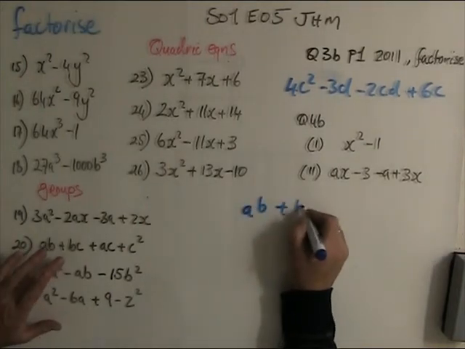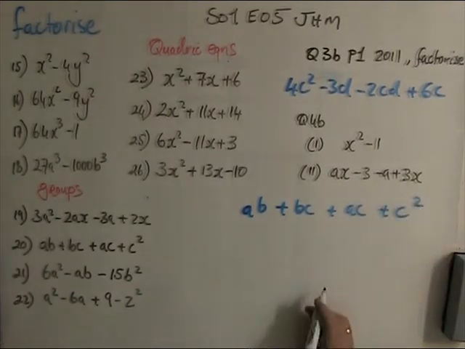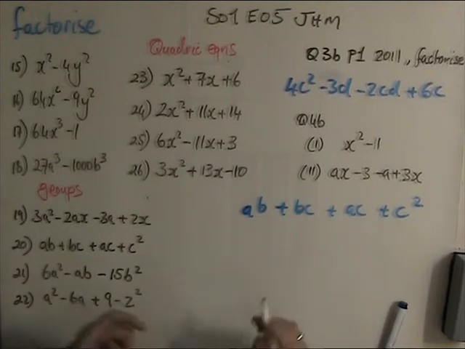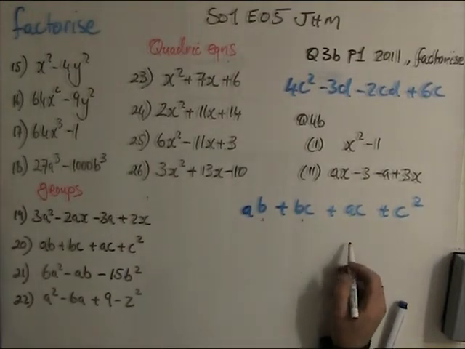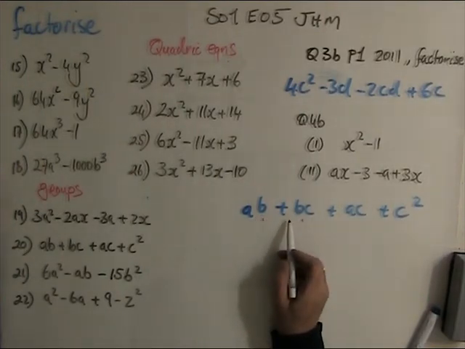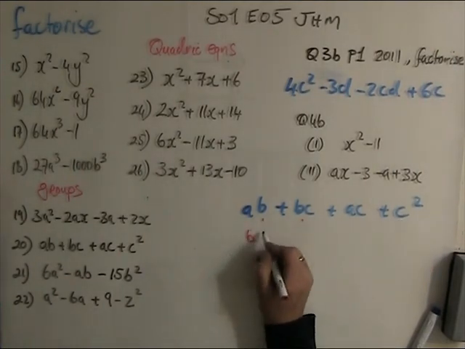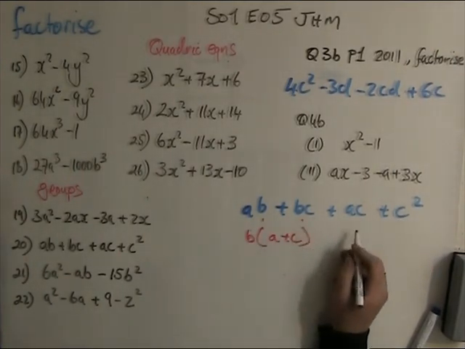AB plus BC plus AC plus C squared. Right, now what am I going to do here? Now I have to look at this. I've got B here and I've got B here. I've no B here, so I can take out the B and it becomes A plus C. I'll try that. They look like they're together already. So B times A plus C. This is true trial and error.